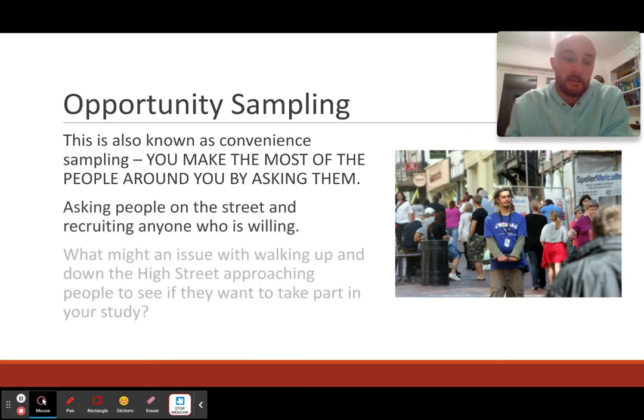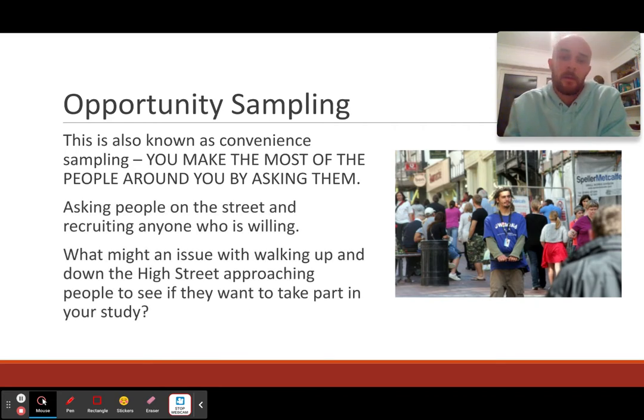Now, what's an issue with this? Oh, where to begin? Firstly, it's very labour intensive in the sense of you're going to get a high rejection rate. Secondly, and probably most importantly, to be honest, it's unbelievably biased. You are clearly, consciously or unconsciously, going to approach people who you feel are going to support your piece of research. And therefore, you're being biased to who.